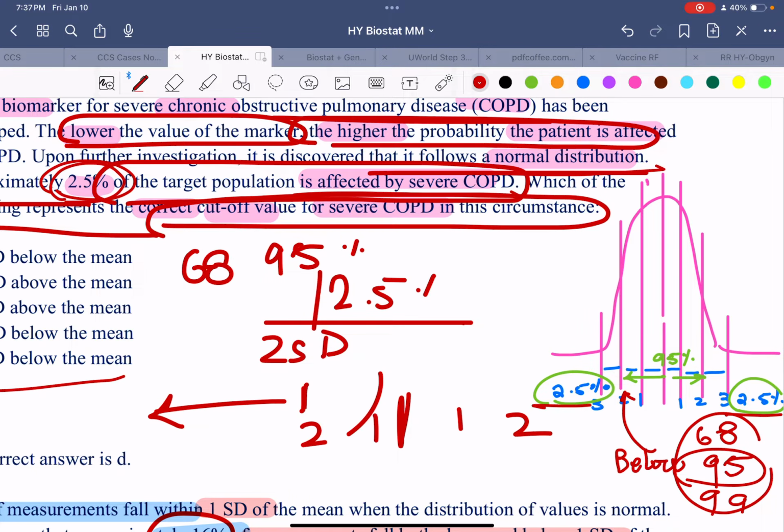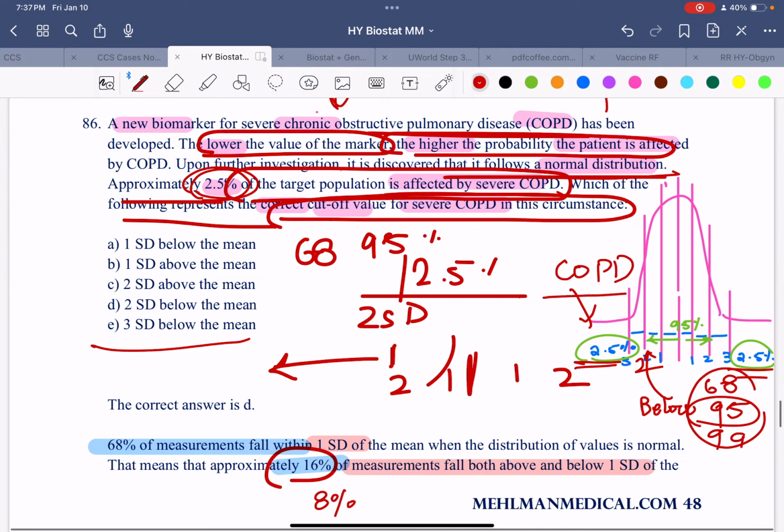That is 95, right? And 95 represents how many standard deviations? 2 standard deviations, right? Since 95 has 2.5 on one side and 2.5 on the other side, the people with COPD are present below this threshold, less than 2 standard deviations. So our correct answer would be 2 standard deviations below the mean, and the answer is D.